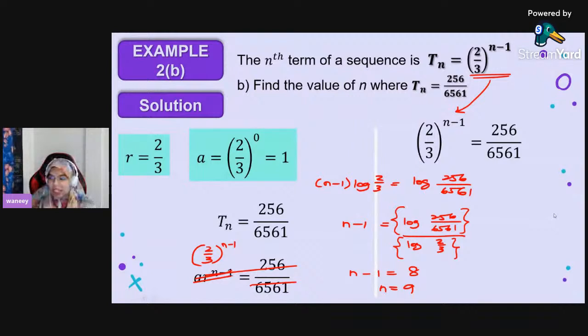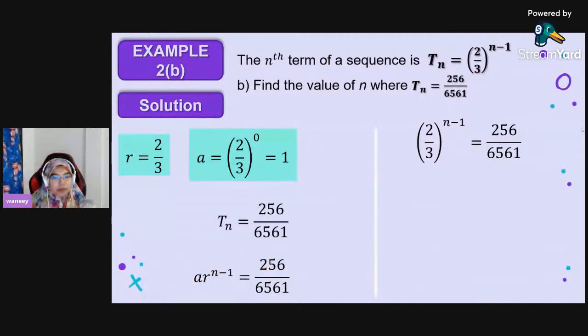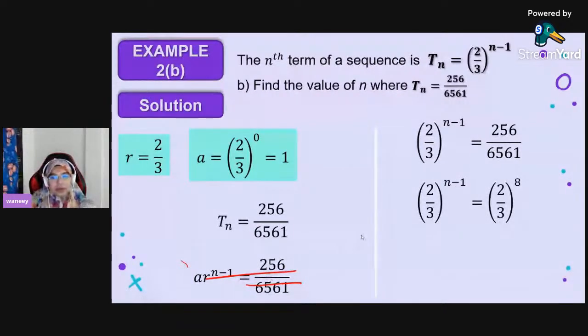So siapa yang nak salin ni dulu. I want to show you how you can use compare base and index. Right, so 256 is actually 2 to the power of 8. And then 6561 is actually 3 to the power of 8. So I can actually simplify this to become 2 over 3 to the power of 8. So now I have the same base. I just need to compare the index. So by comparing the index, you are going to get n minus 1 equal to 8. N must be equal to 9.